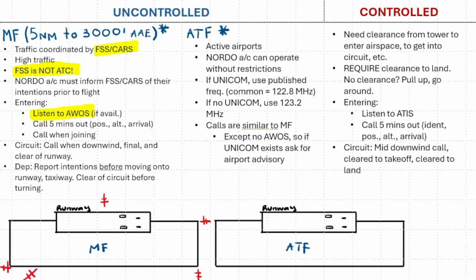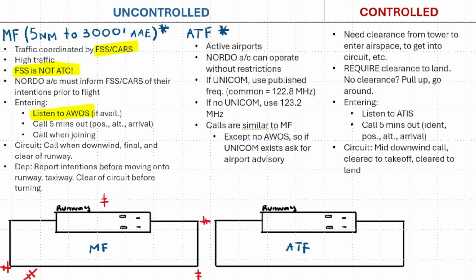However, FSS may actually instruct you on how to join the circuit if it's relatively busy. As you fly the circuit, you'll make standard calls like joining downwind, when on downwind, final, and when clear of the runway after landing. And you'll be listening closely to both FSS and the other aircraft.